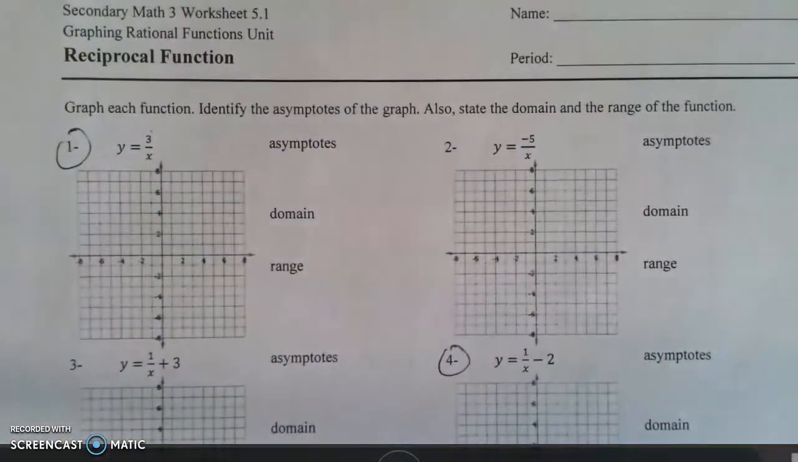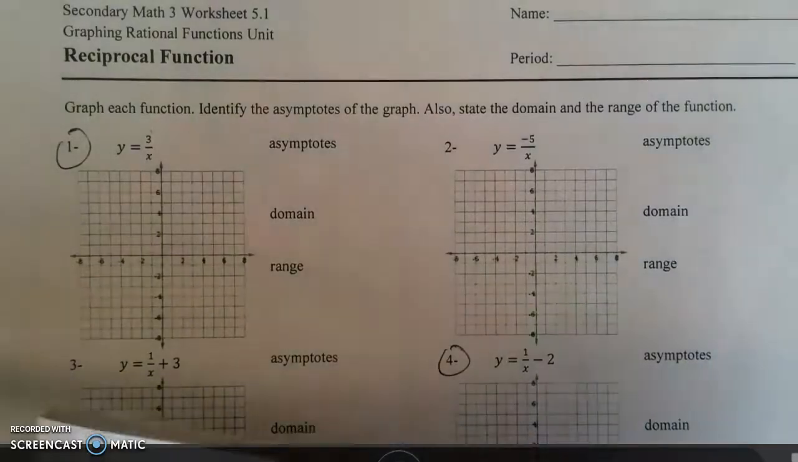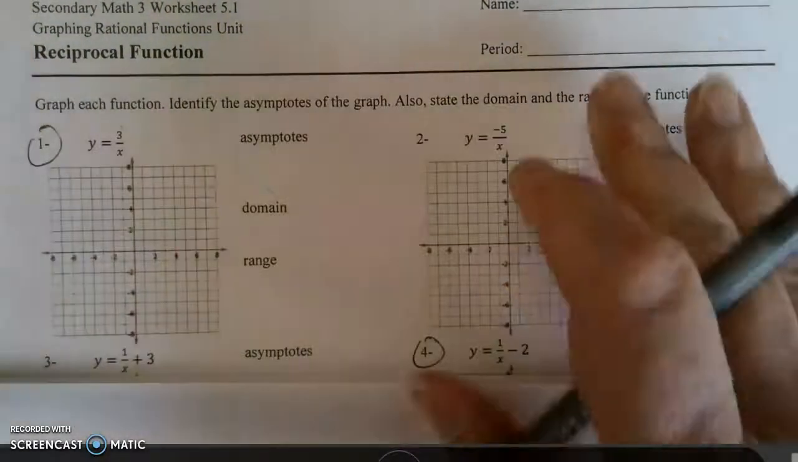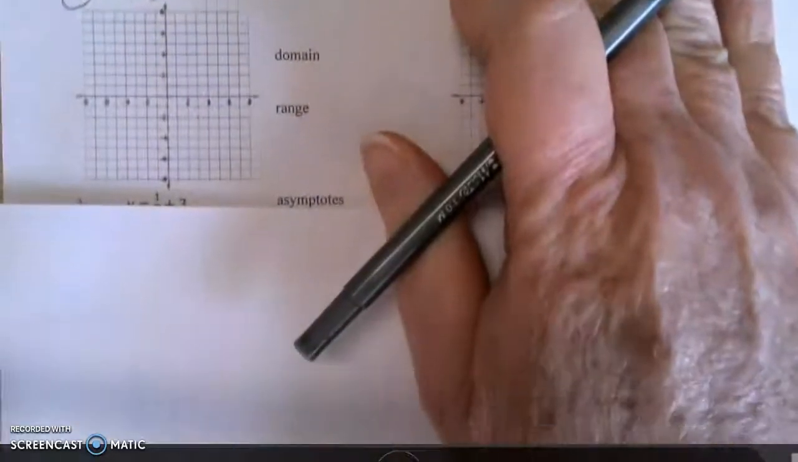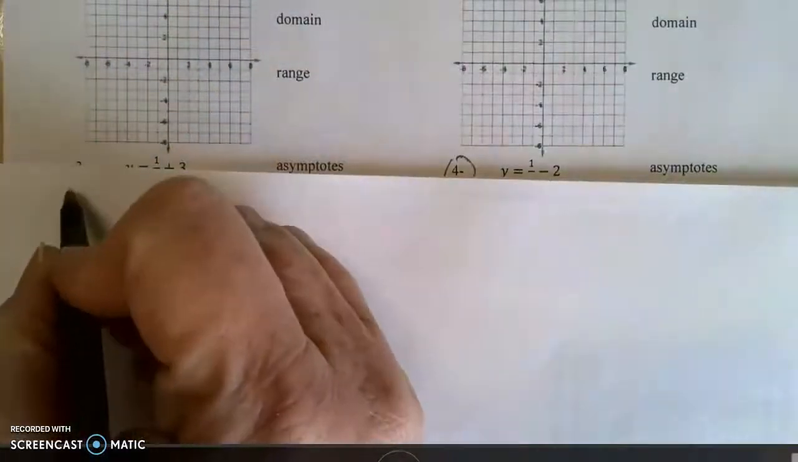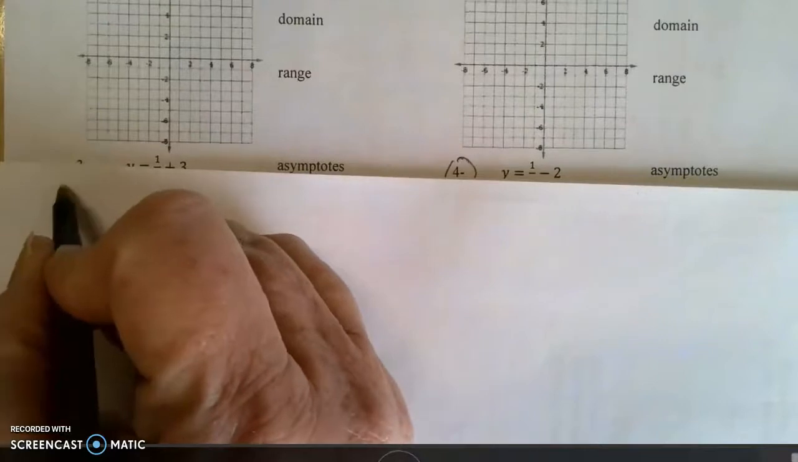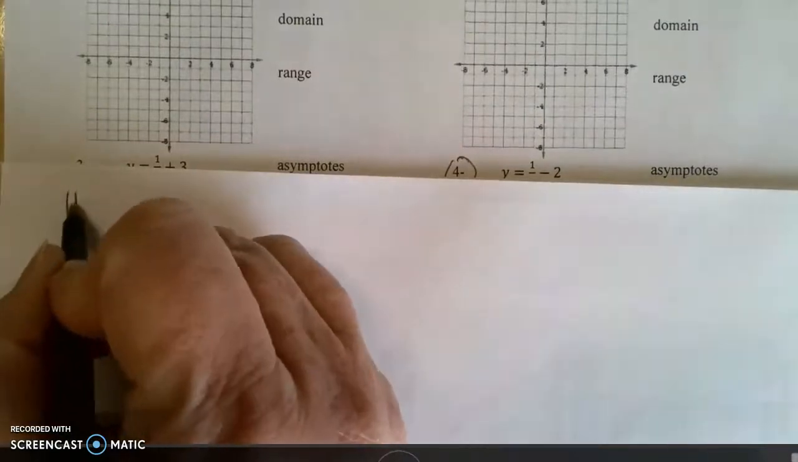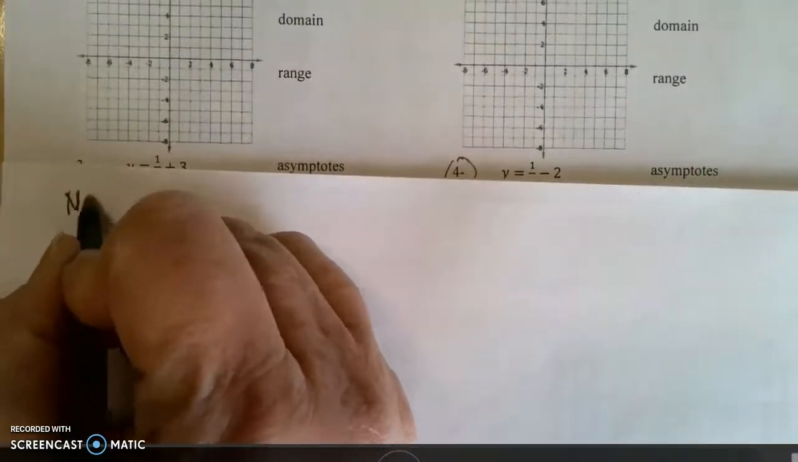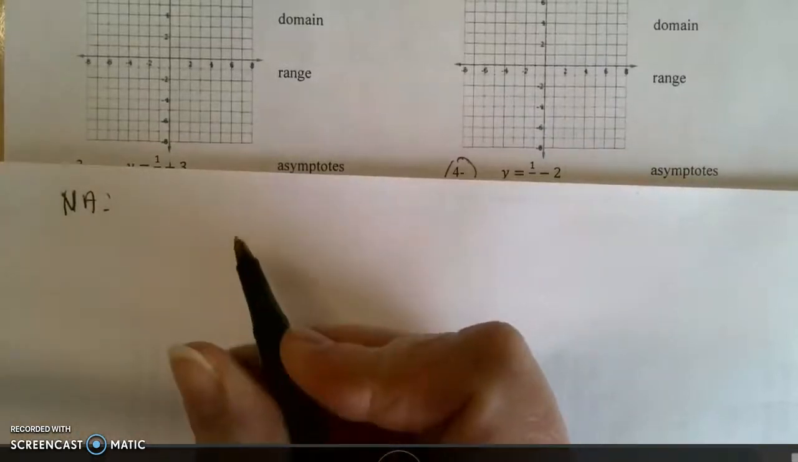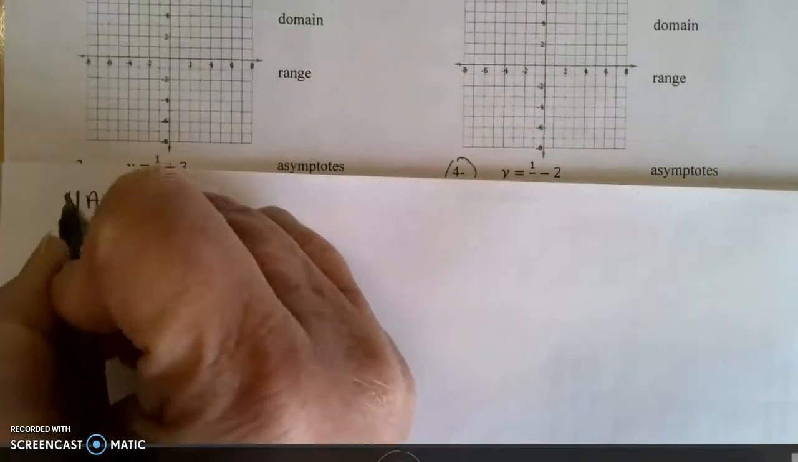Well, you actually are going to look for three. The third one is called oblique. Today, we are just looking for horizontal and vertical. So to find those asymptotes, I'm going to write down some hints. So let's start with vertical asymptote, because you're used to finding your vertical asymptote.